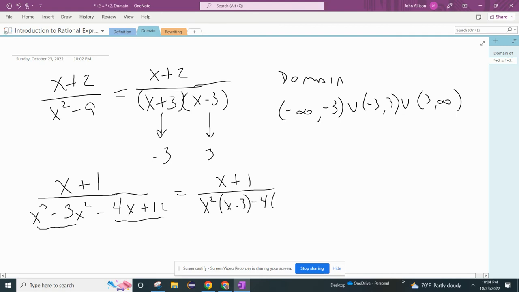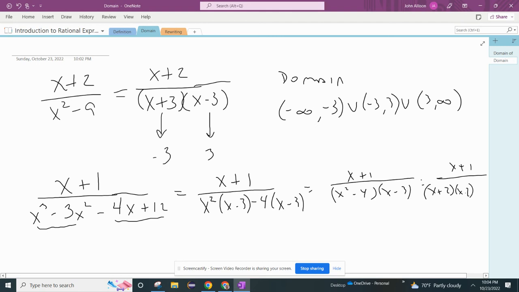Pull up negative 4 in the second group. This becomes (x plus 1) over (x squared minus 4) times (x minus 3). And that's equal to x plus 1 over... and I know that x squared minus 4 factors to (x plus 2) times (x minus 2), times (x minus 3). And that means I have to take out negative 2, positive 2, and positive 3.